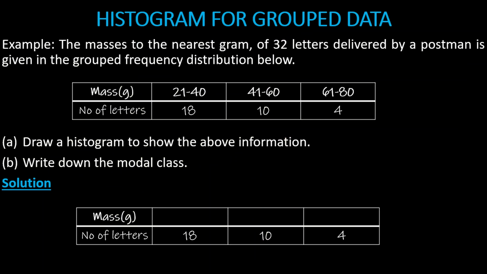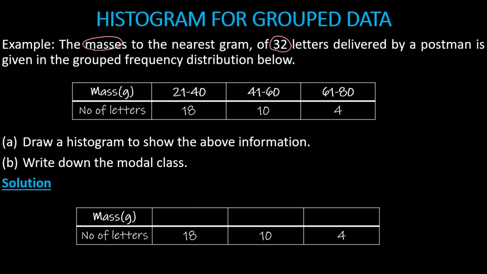So now let us take a look at this example. In this example, we are given the masses to the nearest gram of 32 letters delivered by a postman in the group frequency distribution table below. So this table shows the mass of letters in grams in the first row and the number of letters, which is the frequency, in the second row, right? So we are given the mass of letters and the number of letters.